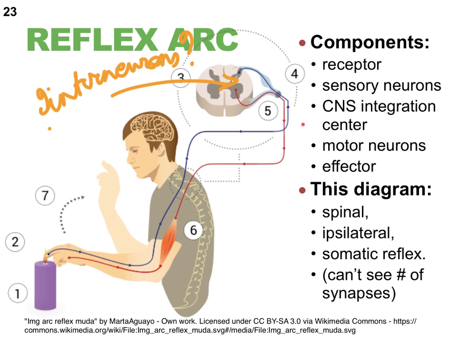We have, of course, some kind of a receptor involved. We have the sensory neurons that carry the electrical signal into the CNS. We have CNS integration, which is a fancy way of saying that we see the sensory neuron synapsing either with interneurons or directly with the motor neurons that will come out of the spinal cord. So our next component of our reflex arc is the motor neurons. And then these motor neurons are going to go to their effectors. And in this case, our effector is our skeletal muscle.